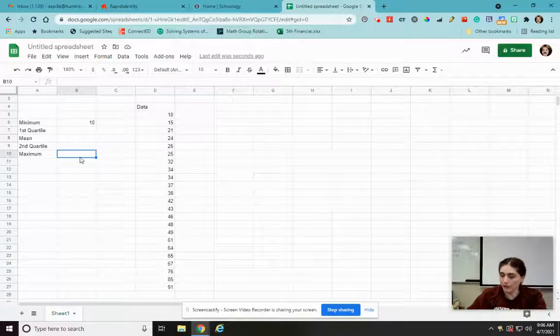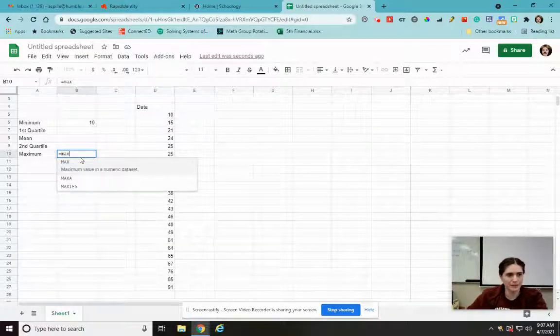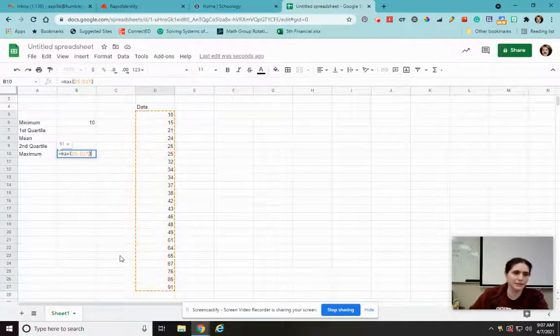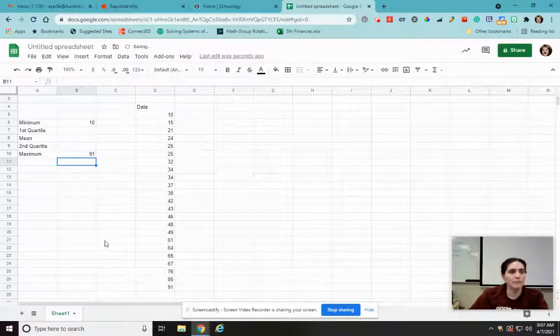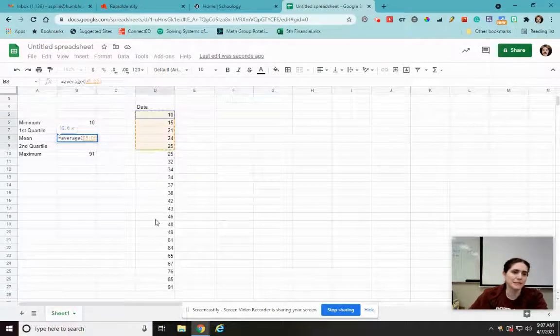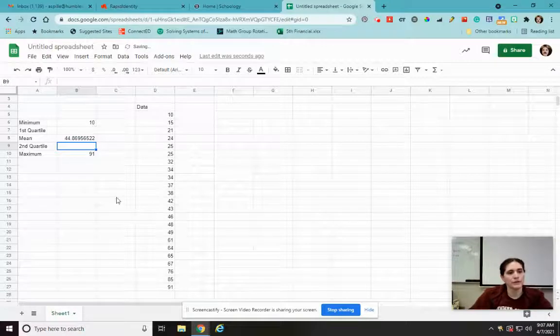I'll go ahead and type it in. So maximum is MAX for max. And then I'm going to highlight my data and close parentheses. Easy enough. Mean, you already know that's the average, so I'm going to type that in. Average, open parentheses, my data, close parentheses. Notice it's a decimal because that's just what it is. That's fine. We're going to leave it like that.